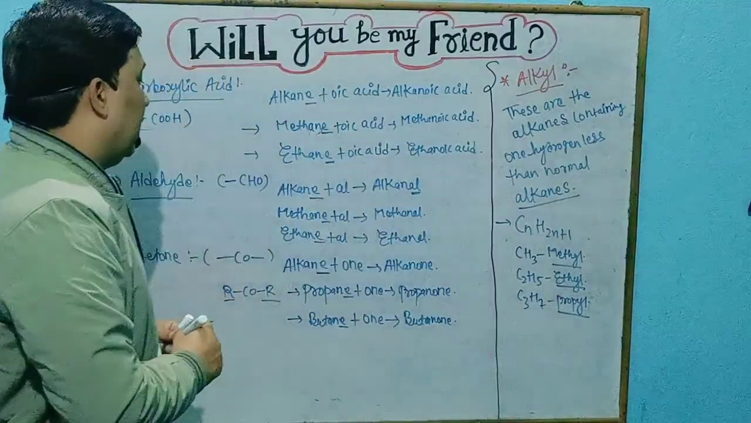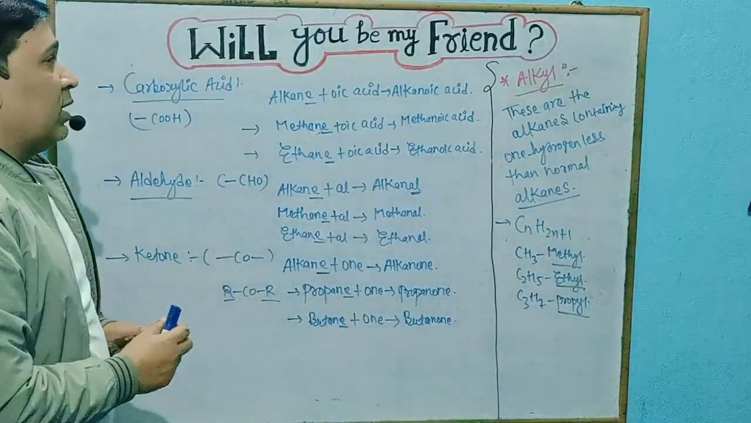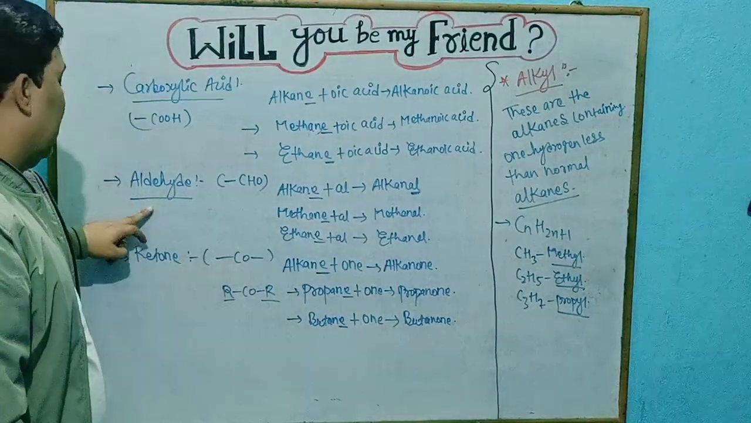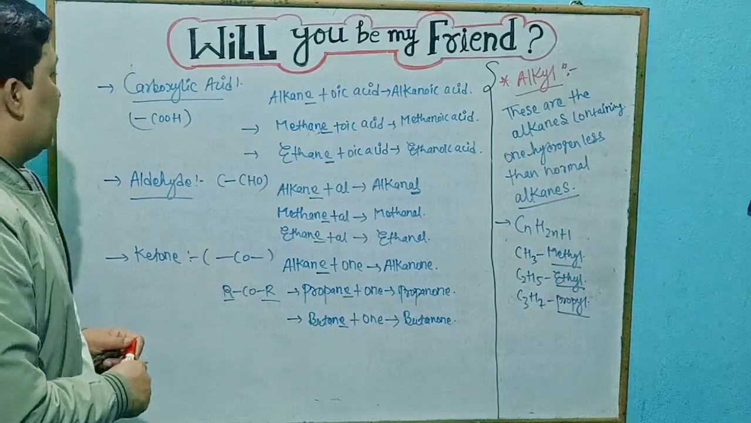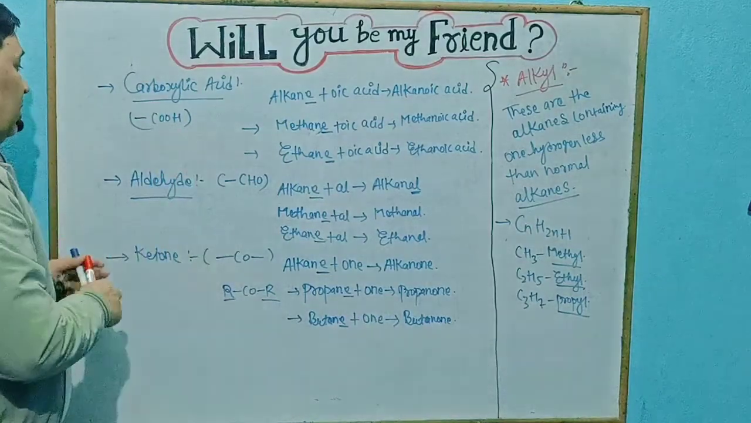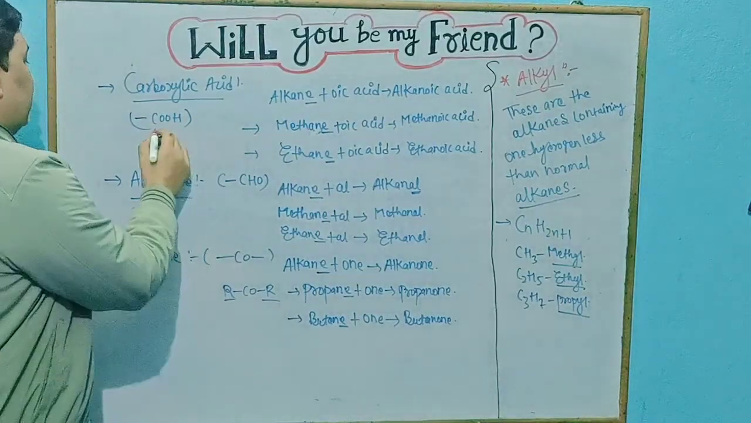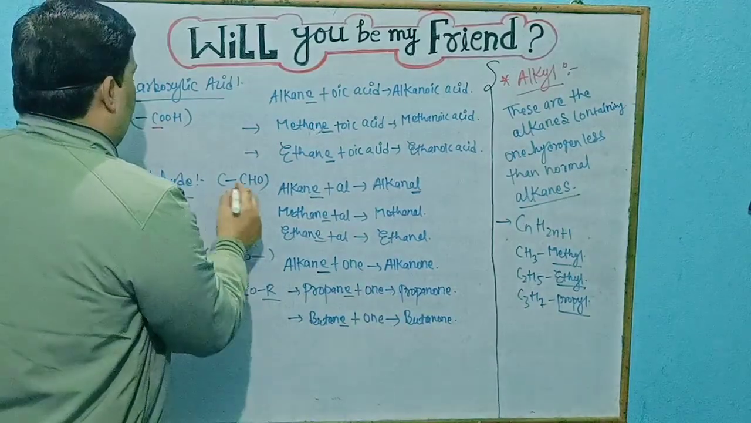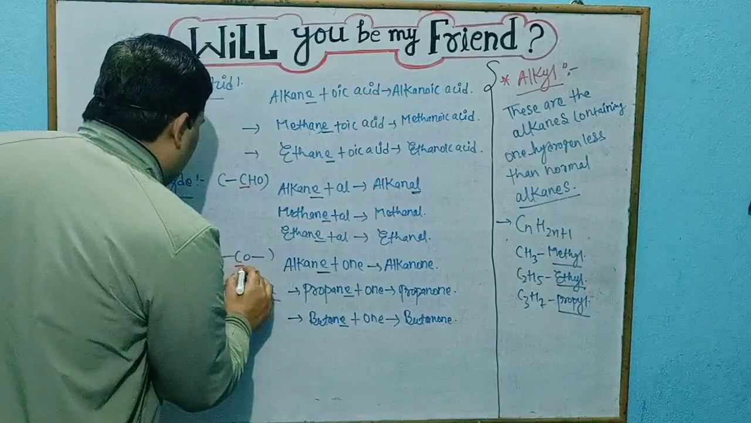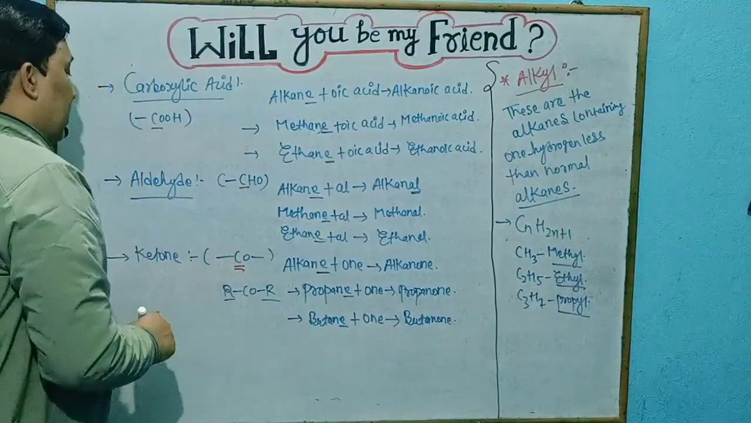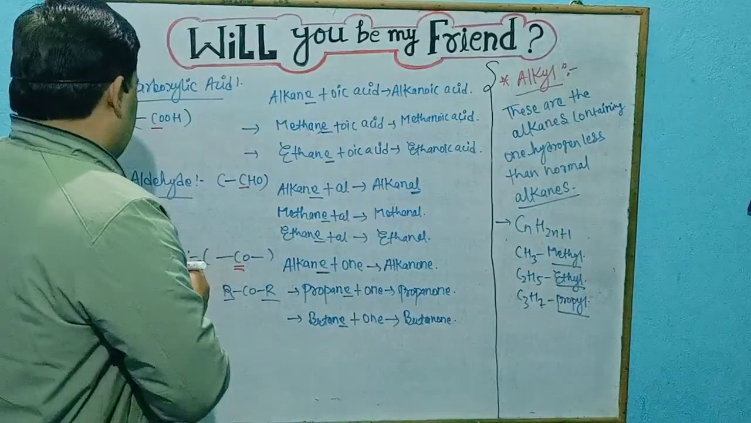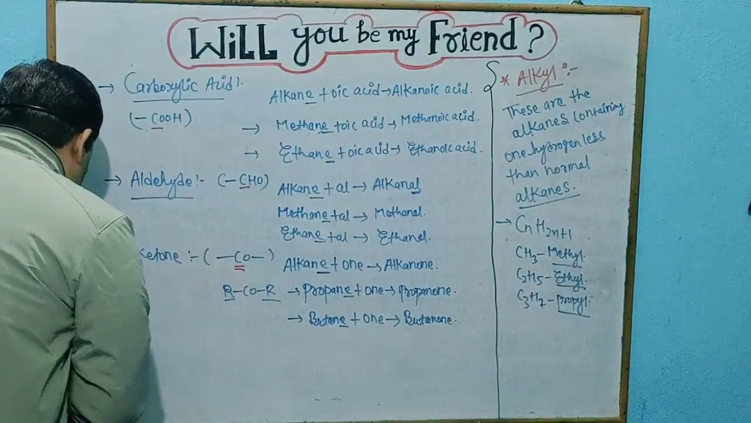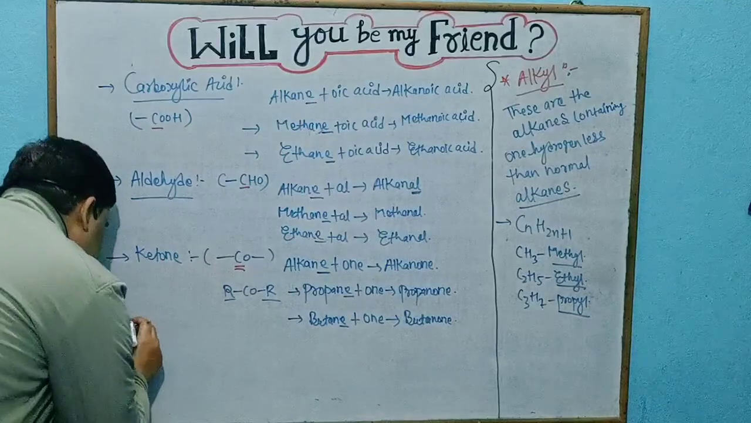In a similar manner, you can name the compounds containing the functional groups such as carboxylic acid, aldehyde and ketone. Since these functional groups contain a carbon atom, you can see there is a carbon atom in carboxylic acid and in CHO also and in ketone also. So these are called carbonyl groups. You must note it down.